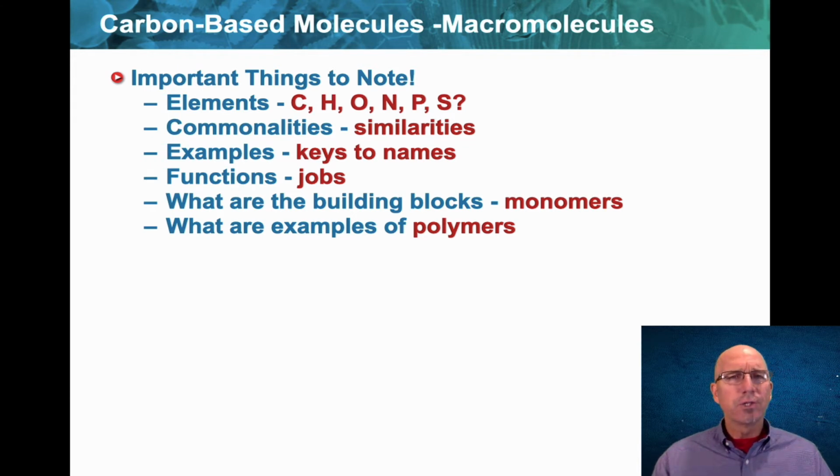Now, some things I want you to pay attention to and maybe make some notes about: what are the elements that we find here, and what are the ratios of those elements? What are the things that they have in common? What about their names? There are some names and suffixes in particular that help give you clues as far as whether it's a protein or a carbohydrate or a lipid. Also pay attention to their function, what are their jobs, and then what are their monomers, and what are some examples of polymers of each of these different macromolecules: the carbohydrates, the proteins, and the lipids.